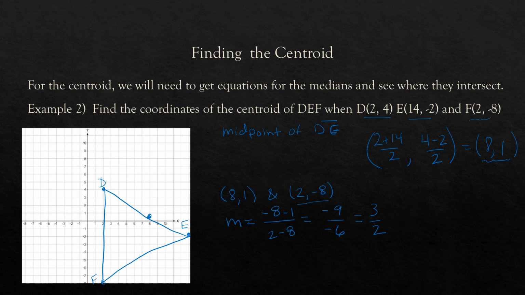Now I am going to do y equals mx plus b. I have my m, and I can use either point for my x and my y. So I'm just going to choose to use the positive one, so I'll choose this as my x and my y. I put in all of those and solve for b. So 1 is equal to 3/2 times 8 plus b.